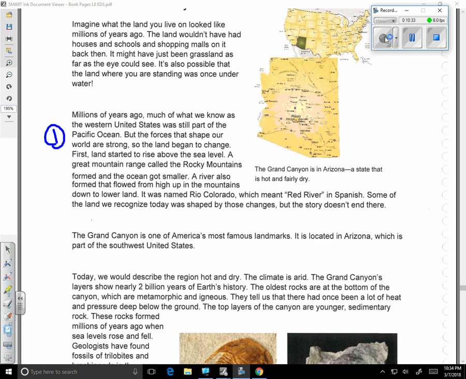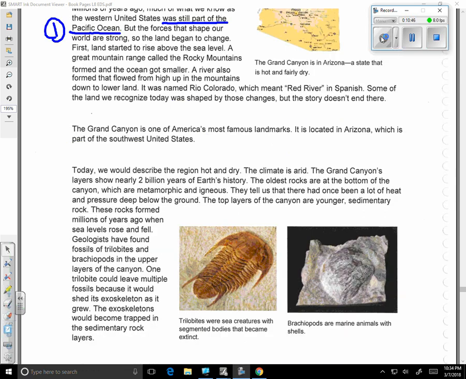We know for a fact that this area, Arizona, was actually underneath the ocean. It was part of the Pacific Ocean. And we know that Arizona was underneath water, underneath the ocean, because in the Grand Canyon, we have found fossils and we have found sedimentary rock. So that's why we know that the Grand Canyon was underwater.